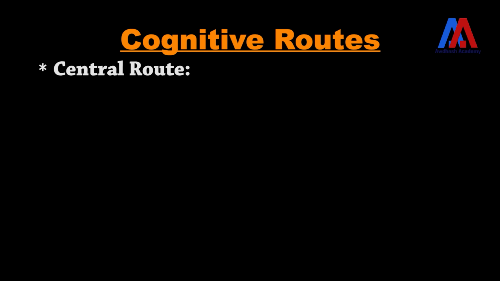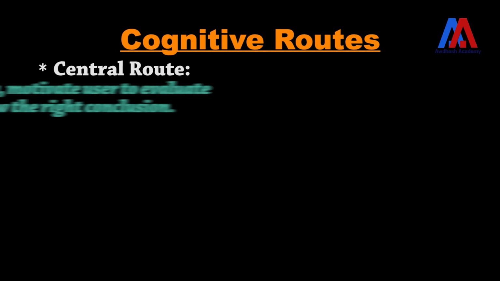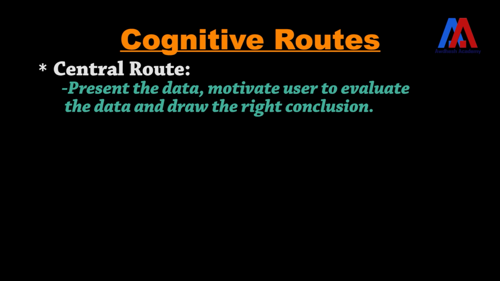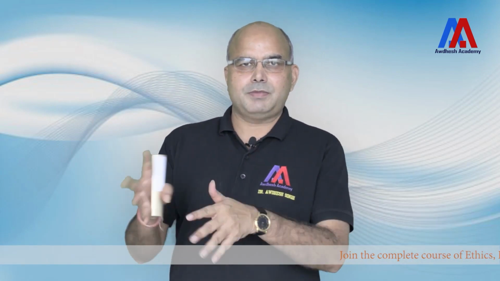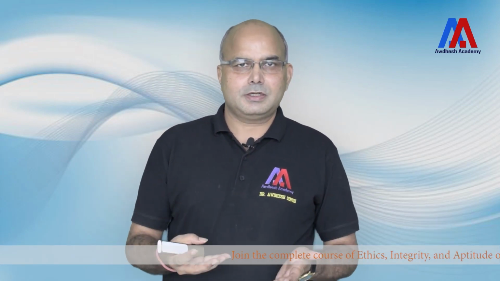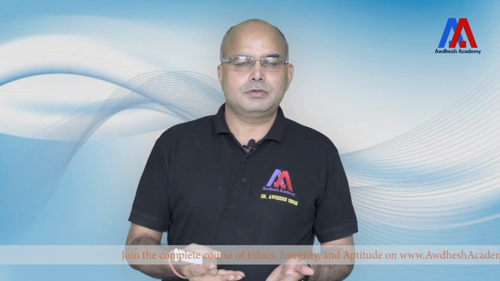There are broadly two cognitive routes of changing the behavior in the theory of persuasion. One is called the central route. The central route means when you provide the data and then motivate the person to draw the right conclusion. Through the data you prove that something is good and something is bad, and therefore the person gets convinced that he should do the right thing.